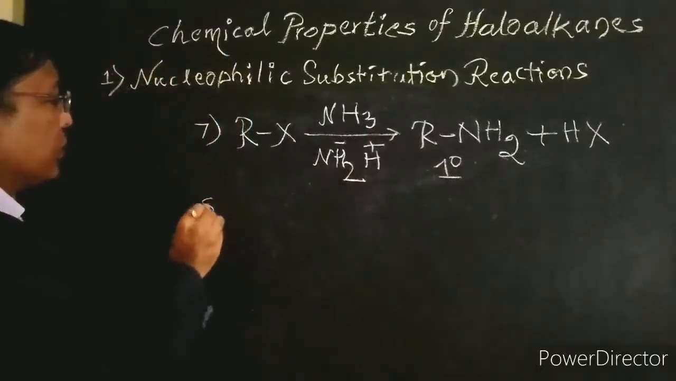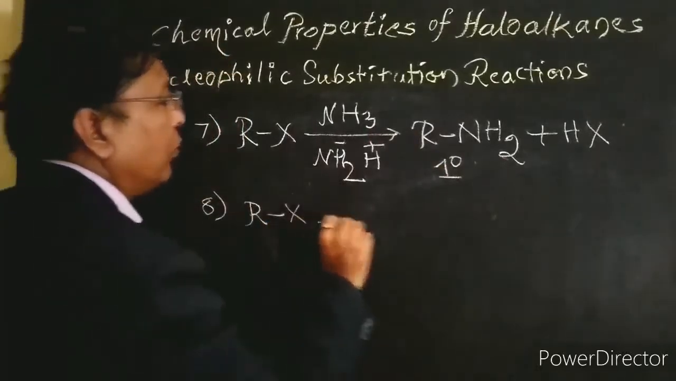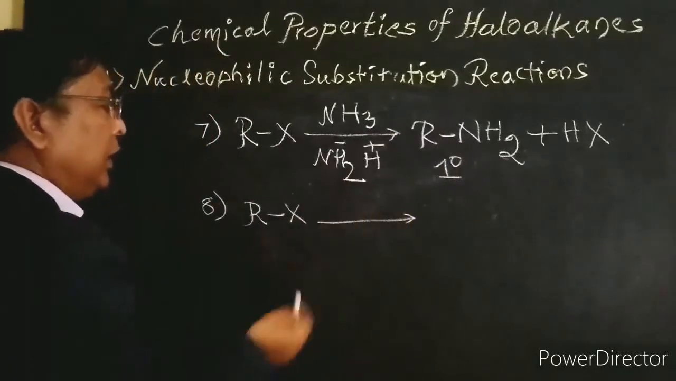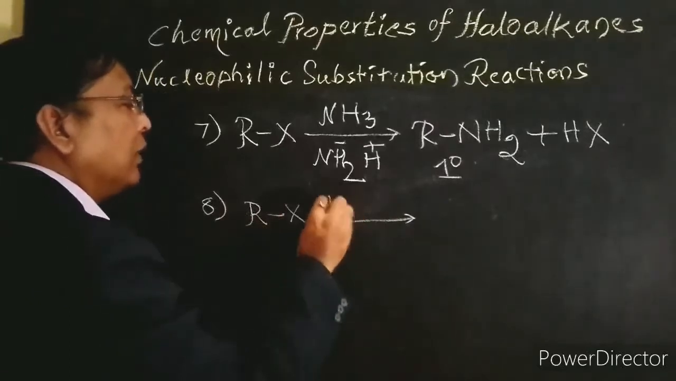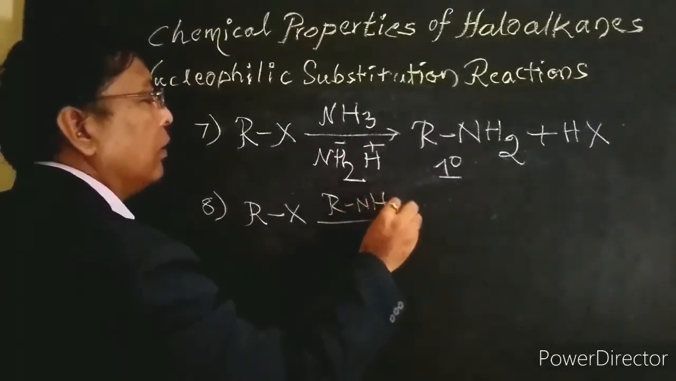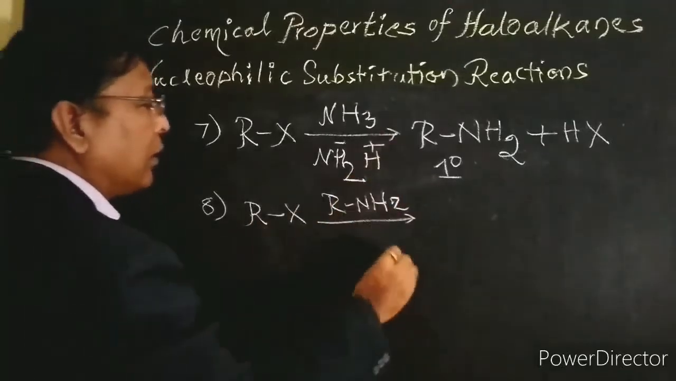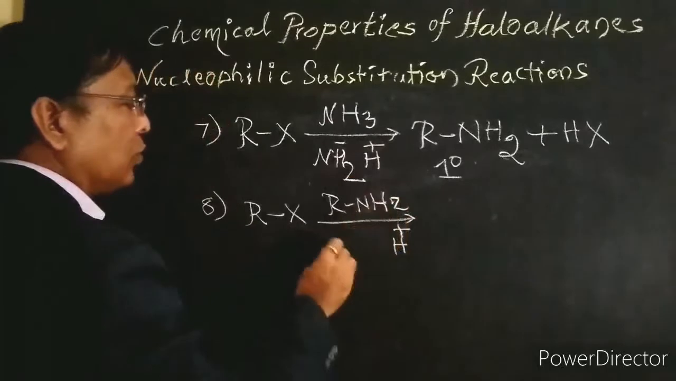If we react alkyl halide with RNH2, what is the nucleophile here? We have to remove one H plus from this. So what remains?